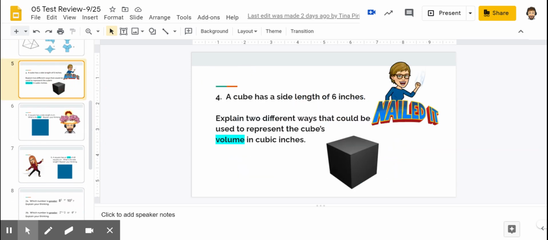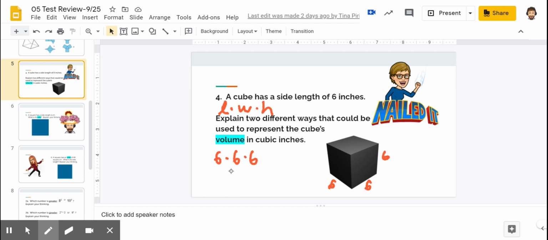All right, for number 5, express the volume of this cube in two different ways. The cube has a side length of 6 inches. So this dimension is 6, this dimension is 6, and this dimension is 6. So we can express the volume as 6 times 6 times 6. Volume of a rectangular prism is length times width times height.